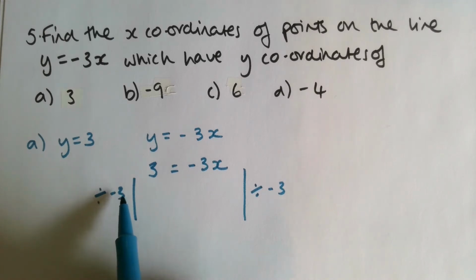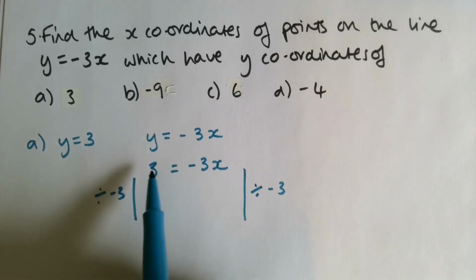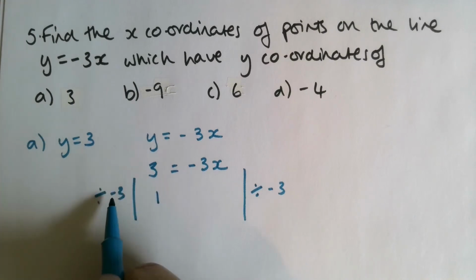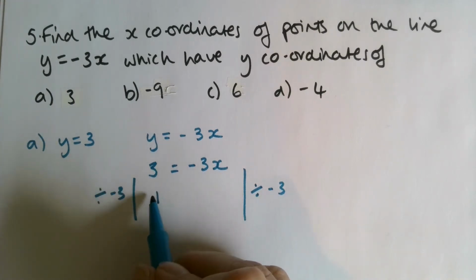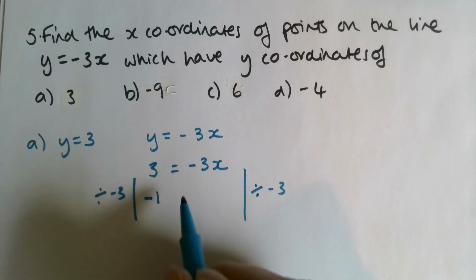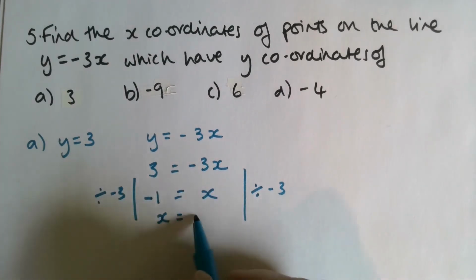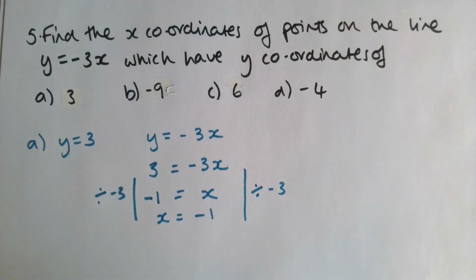Remember my wee rule for multiplying and dividing with negative numbers. Worry about the numbers first and worry about the signs after. So 3 divided by 3 gives me 1. A positive divided by a minus gives me a negative. And then minus 3 divided by minus 3 is just 1. So in this one, x equals minus 1. Okay, let's look at B.